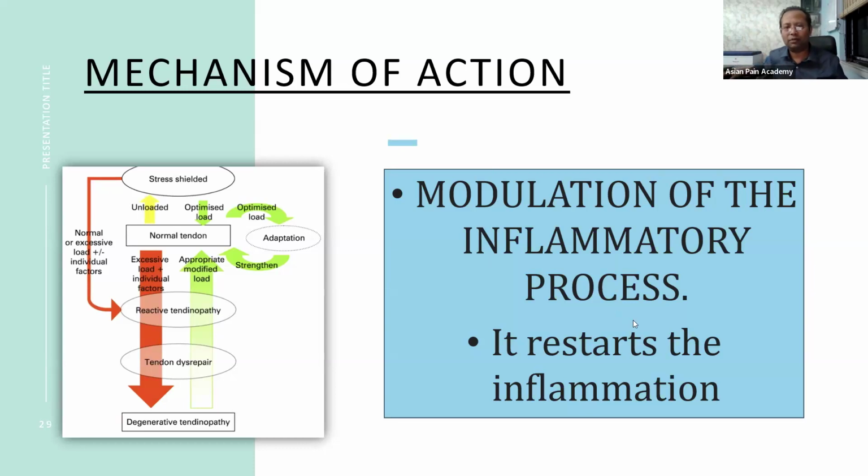It also modulates the inflammatory process, and it restarts the inflammation. The main background theory is that after an injury, inflammation should occur and healing should occur, like normal structure should replace the damaged structure. But it can go in two different directions. One is that it is replaced with a weak, abnormal tissue, not normal tissue. So this is one pathway.